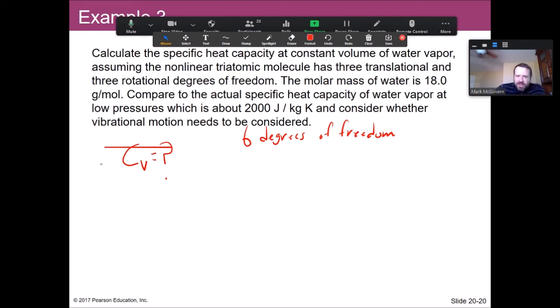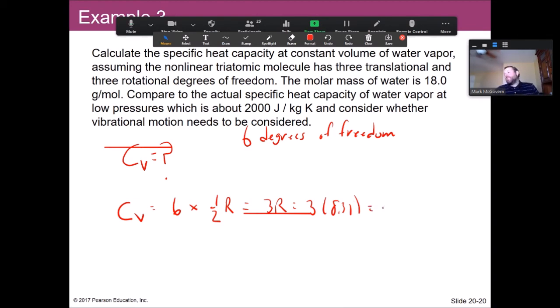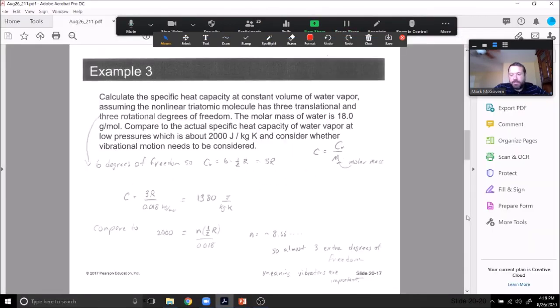Well, we know how to do this. You take 6 times 1/2 R. That's 3R. What's 3R? 3 times 8.31 is what? Well, why am I doing this? I already worked on my slide here. Let's just jump to my slide because I already got it. Stop freaking out. Let's just get to it then.